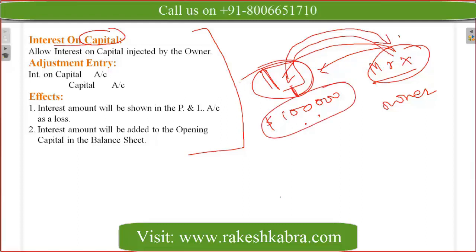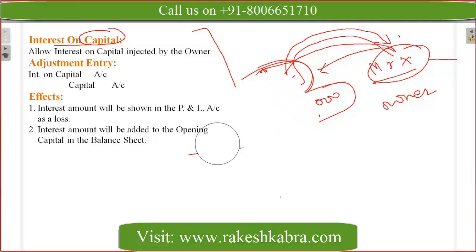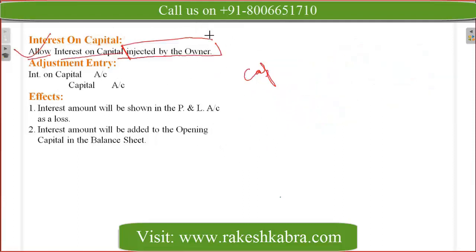If you remember, I explained one accounting concept to you, the separate entity concept, and in that concept I explained that the business and the businessman are both separate. This is the business, a separate entity, and the owner is a separate entity. The owner is giving $1 lakh to the business, so now the business will give him what? Interest. So that is called interest on capital. Let me take one example.